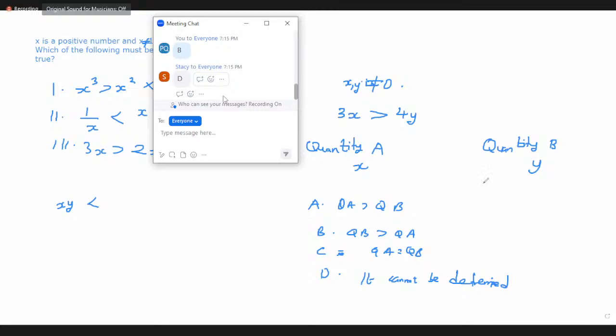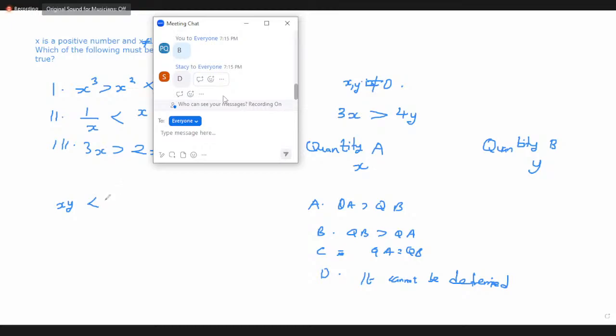Even the ones of you who said B were wrong. If x and y are positive, then for 3x to be greater than 4y, definitely x will be greater than y, because for them to be equal, x has to be 4 and y has to be 3. So if this is greater, then x is definitely greater than y. If they were positive, quantity A will be greater. If they were negative, B will be greater. So please watch out for that.